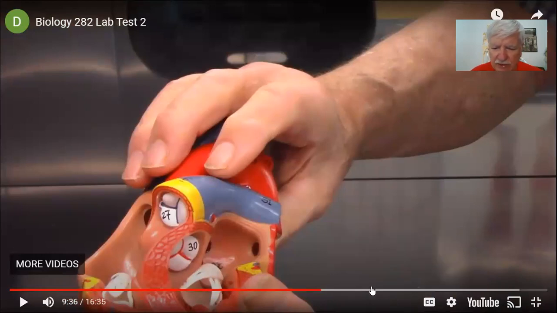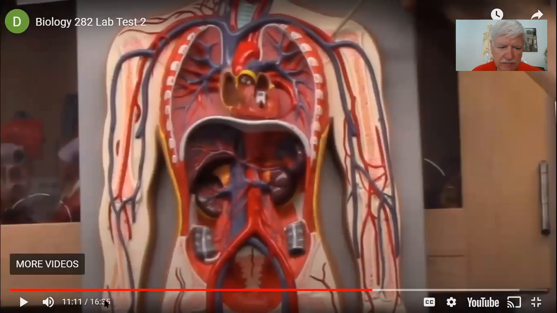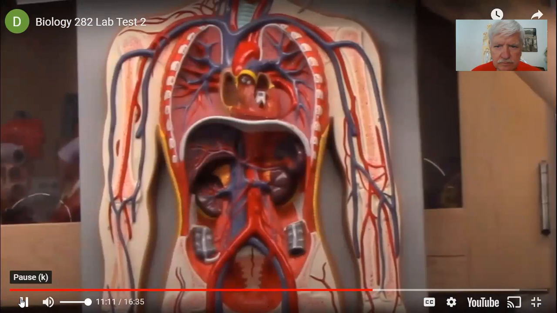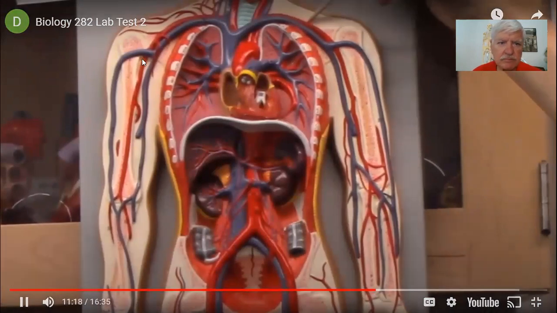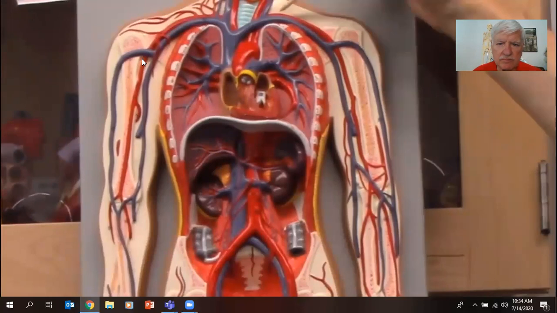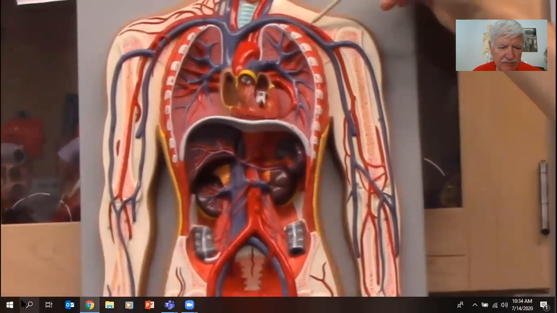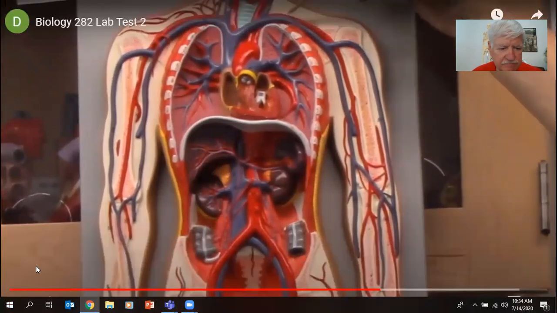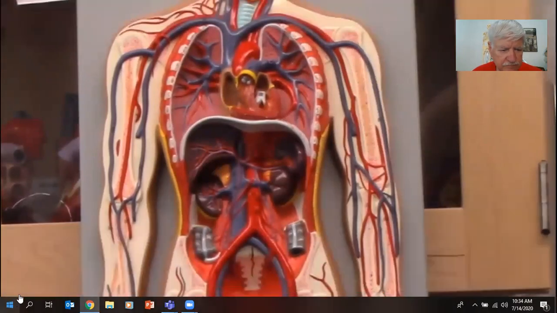Let's go ahead a few. Right here. The one that's higher than the blue vessel and also deep to it. So that would be number 17. Name that red blood vessel right there. Okay. It's number 17.